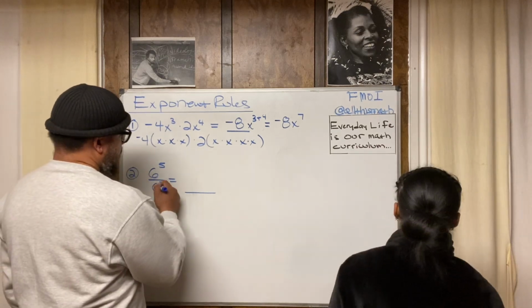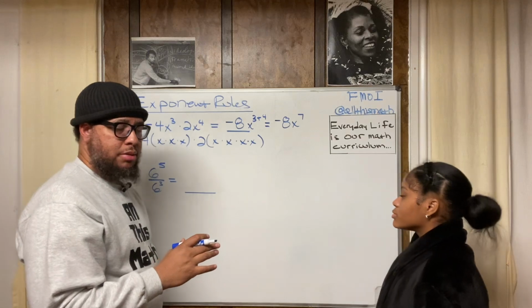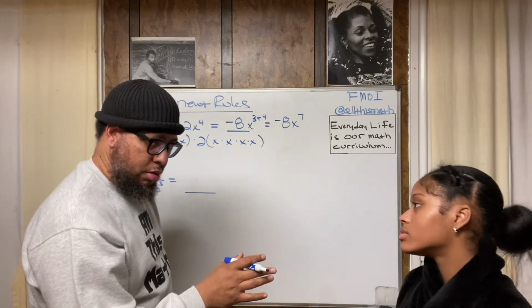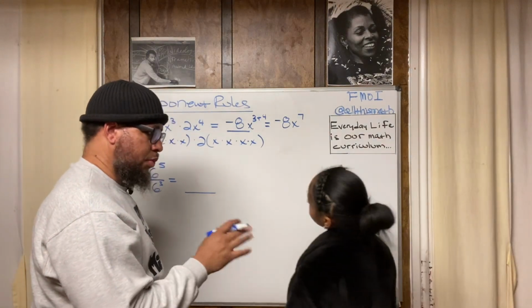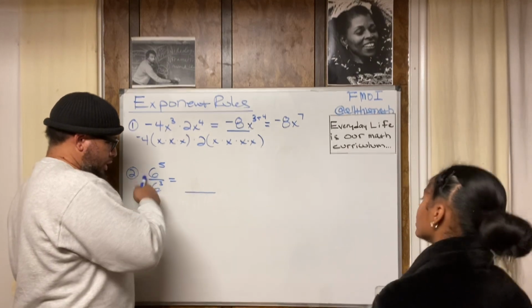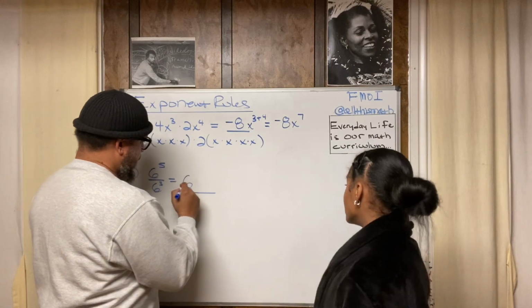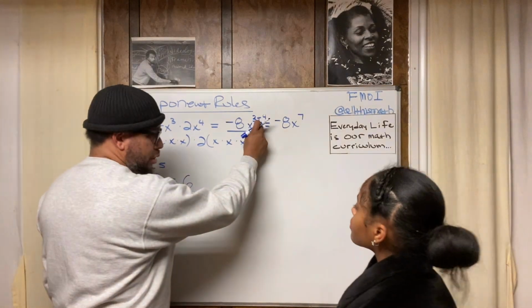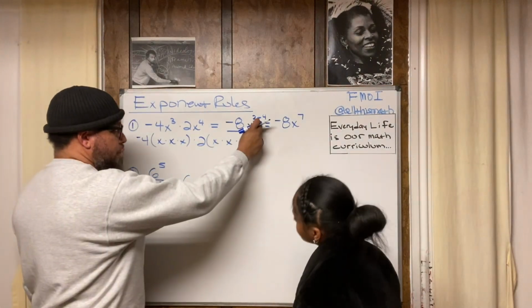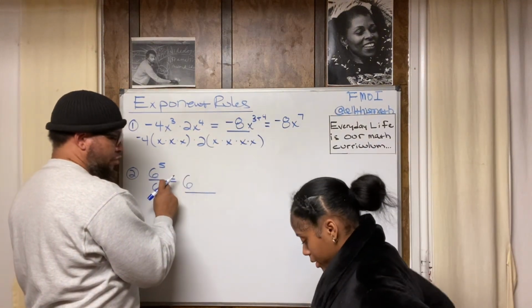So look, you take the 6, right? They have the same base. Now, this only works when you have the same base. That's a 6 and that's a 6, right? So you write the 6 one time, and then you subtract. Just like up here, we added. We add when we multiply. Subtract when we divide.